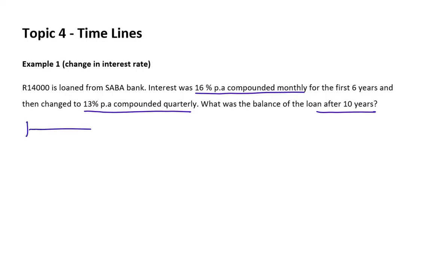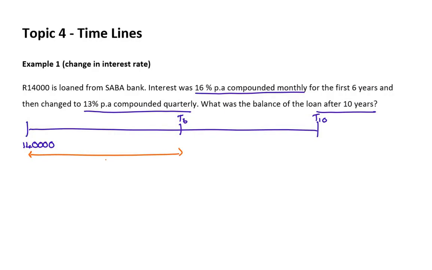So first of all, let me draw myself a timeline. This is a fairly easy timeline, but they can get quite complicated. So basically, we invested 14,000 Rand. Something changed after 6 years, and we want to know what the balance is after 10 years. So what were my interest rates? My interest rates for the first 6 years was 16% compounded monthly, and then it changed to 13% compounded quarterly. So divided into 4 equal payments for the year.